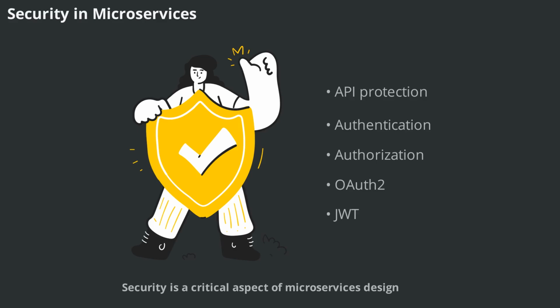Security is a critical aspect of microservices design. You'll need to protect APIs, manage authentication and authorization, and secure inter-service communication. Spring Security provides tools for implementing these features, including OAuth 2 and JWT.